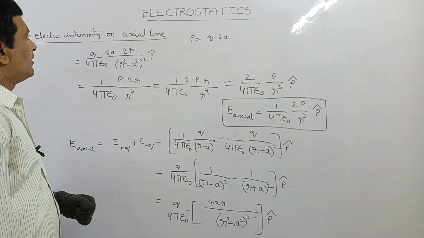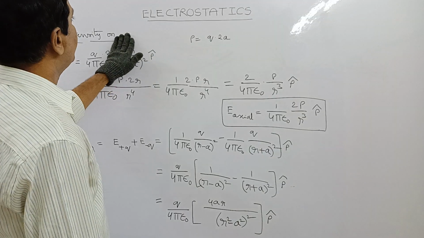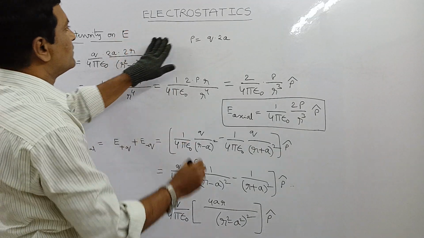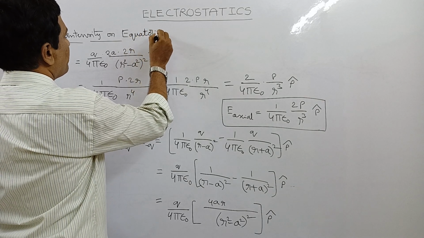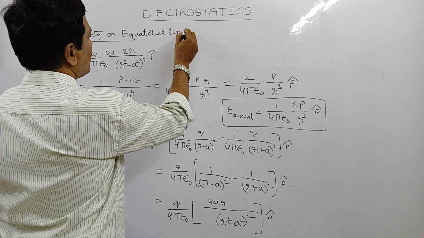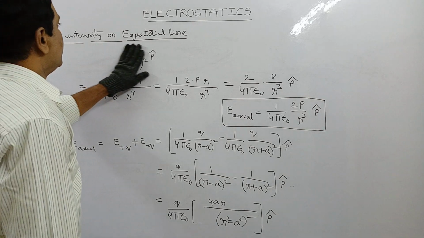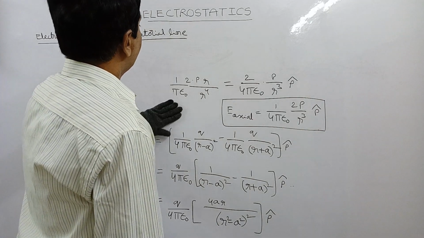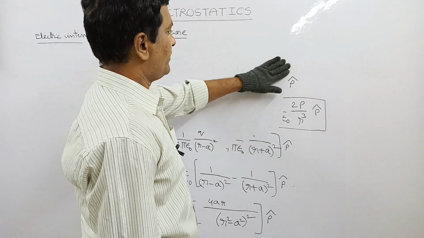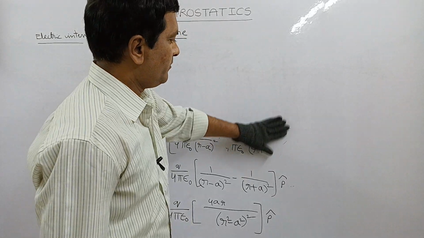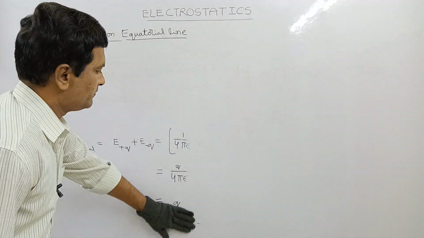Next, we will consider the electric intensity on the equatorial line. What is that? The equatorial line of a dipole. We already discussed what an equatorial line is: the line passing through the center of a dipole and perpendicular to the length of the dipole.